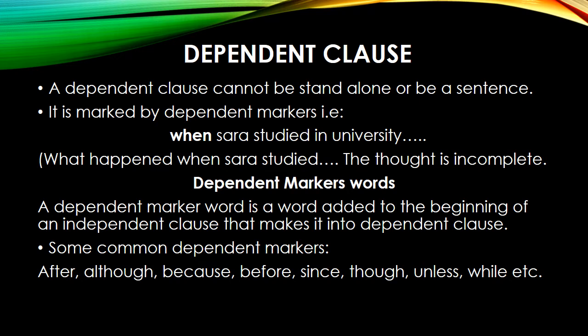The example is: when Sarah studied in university. When is the dependent marker. When we add the word when in this sentence, it is incomplete. It doesn't express a complete thought because of the word when. So see the sentence before, or after removing when: Sarah studied in university. This is a complete sentence.